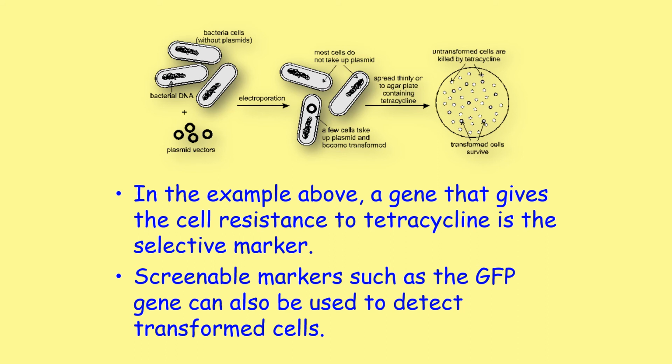The other thing we can use is a screenable marker. So actually a GFP gene can also be inserted as a marker gene, and then we can simply shine a UV light on our bacterial cells, and obviously the ones that glow are the ones that have our gene of interest and can be used to then make more.